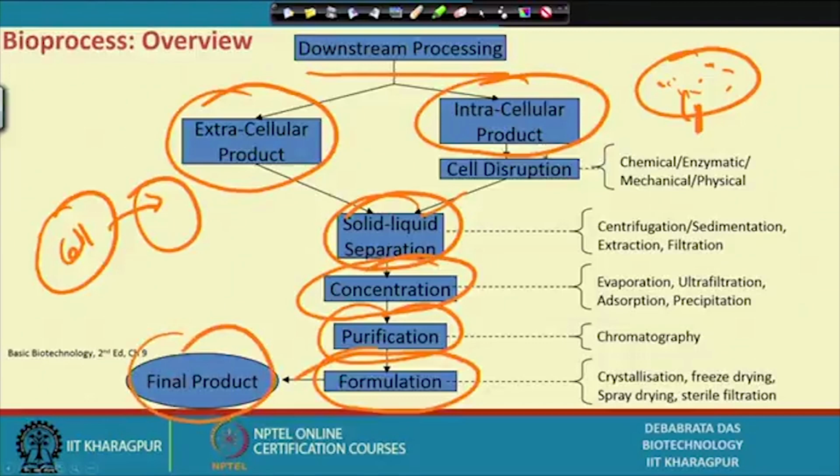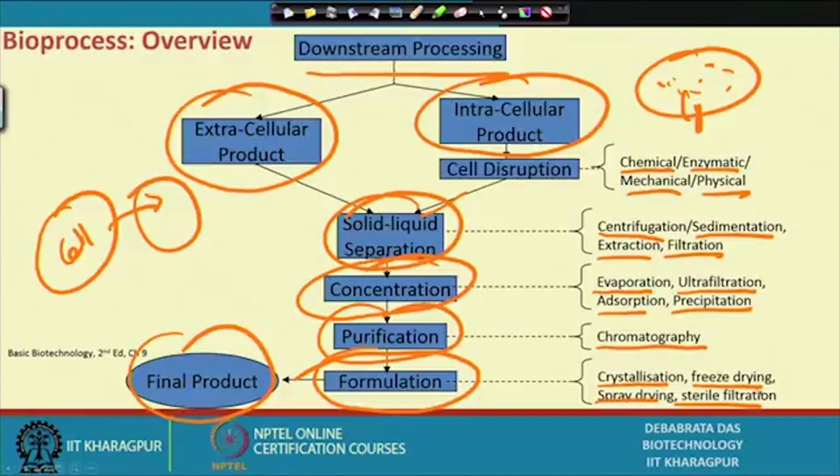Now in the different steps we have different types of downstream processing involved. In cell disruption we have chemical, enzymatic, mechanical and physical processes. In solid liquid separation, we have centrifugation, sedimentation, extraction and filtration. In concentration, we have evaporation, ultrafiltration, adsorption and precipitation. In purification, we have chromatography, and in formulation, we have crystallization, freeze drying, spray drying, and sterile filtration.